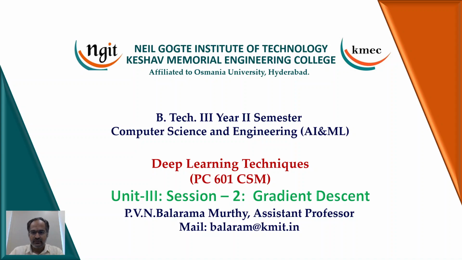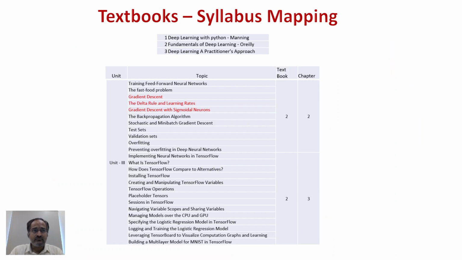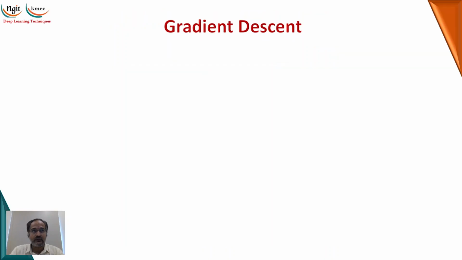So in this session, by using that error, how can we update the weights, as we discussed in the previous sessions? The main concept of deep learning is the updation of the weights. So how can we update the weights by using that error term? That we will discuss in this session. We are going to discuss gradient descent, the delta rule, and also learning rates, and then gradient descent for the sigmoid neurons.